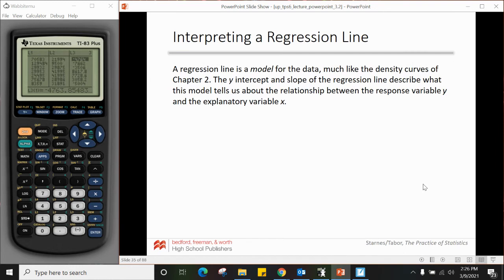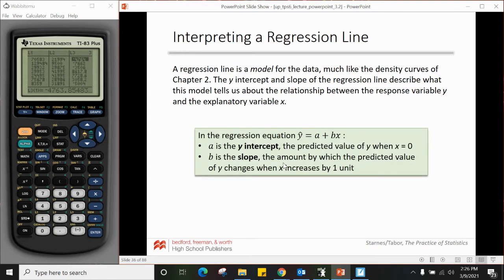All right. So the next subsection is interpreting a regression line. A regression line is a model for data, much like the density curve of chapter 2. The y-intercept and slope of a regression line describe what the model tells us about the relationship between the response variable y and the explanatory variable x. A lot of words there. This box is a lot more important, I think.